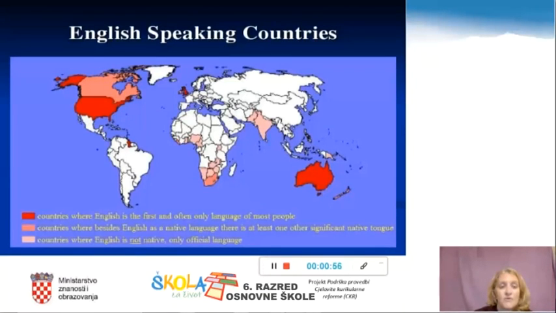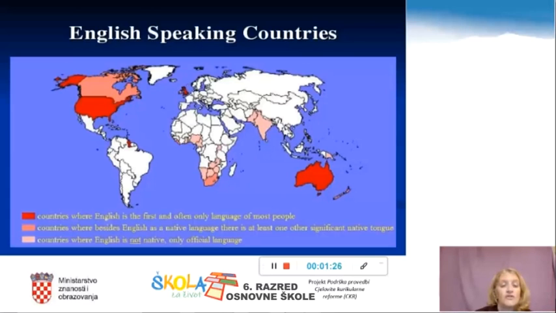So here is the map of the world. This map shows us English-speaking countries. As you can see, English is spoken all over the world, on different continents. In North America, in Europe, in Australia, in some African countries, and also in some Asian countries. But how did that happen? What do you think? Where did it all start?